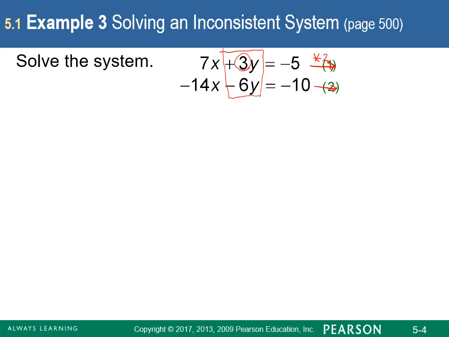7 times 2 is 14x. 3 times 2 is 6y. 2 times negative 5 is negative 10. I'm going to write the bottom one right underneath it without doing anything to it.